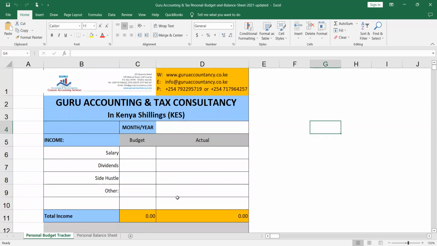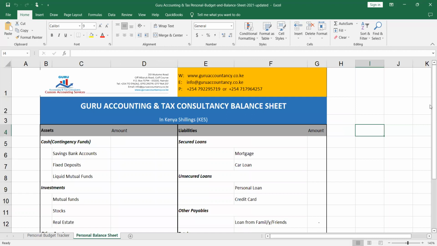And then we also talk about the personal balance sheet. How much are you worth? People have been talking about net worth. So when you come to net worth, then the personal balance sheet could help you in coming up with your net worth. How much are you worth at any given time?